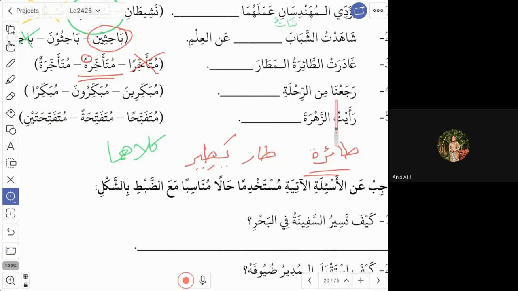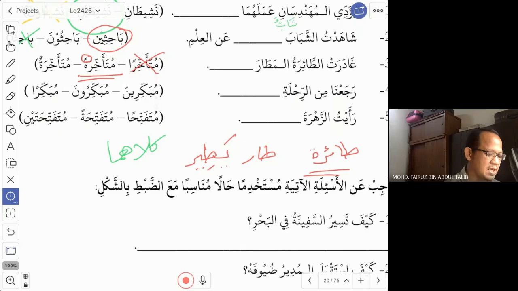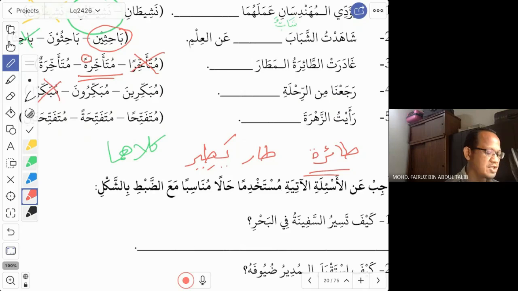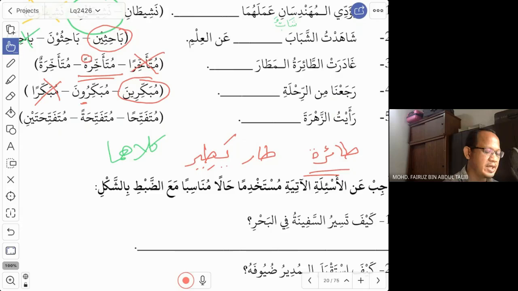Mubakirina, good. Of course, you cannot say mubakiran because mubakiran is for mufrad. Mubakirun is yes, jama', but this is the waw version, not suitable for mansub. So the suitable word for mansub is, of course, mubakirina.